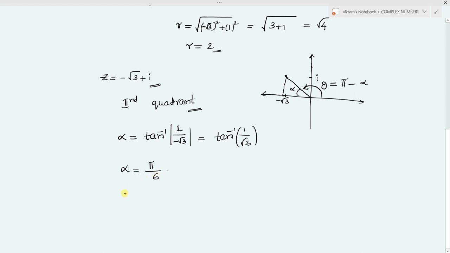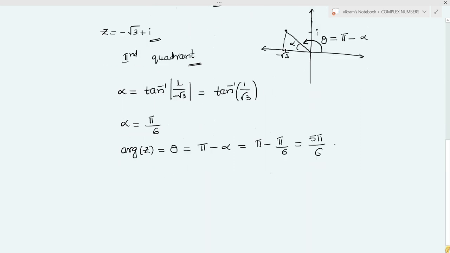Then what is the argument now? Argument of z, which is theta, the amplitude of z. In the second quadrant we write this as pi minus alpha, which is pi minus pi by 6, that means we get 5 pi by 6. So theta equals 5 pi by 6.